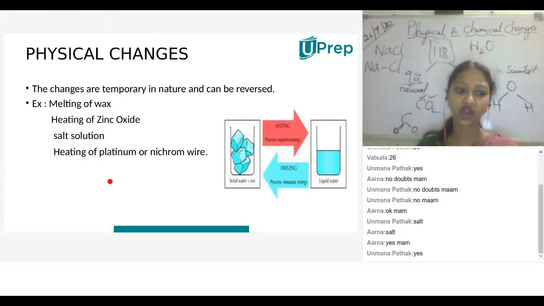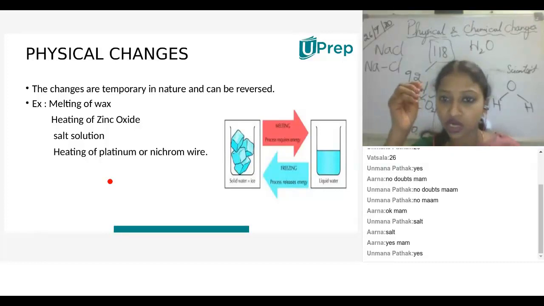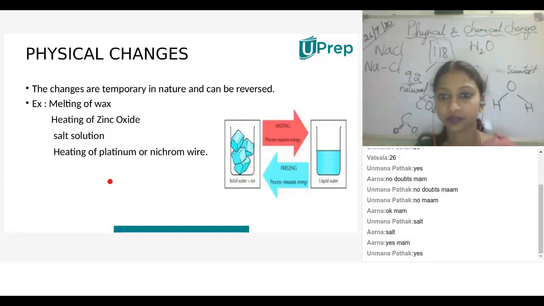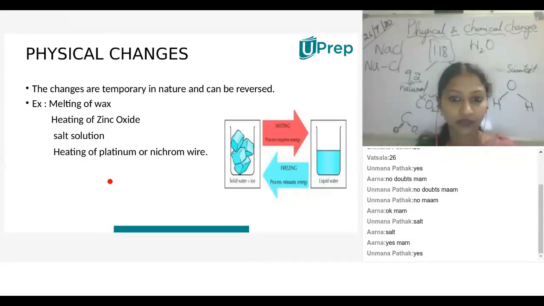So after purification or refining, the crystal salt will be converted into amorphous salt, like table salt. They'll add some iodine or required minerals according to the need of human beings, and they'll give us table salt, common salt. Okay, this is also a physical change.